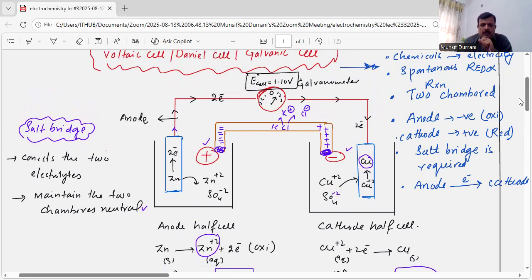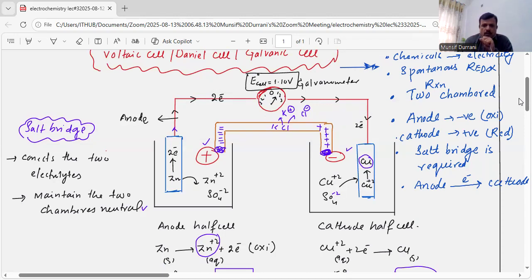Zinc electrode potential is negative, reduction potential is negative, so it will lose electrons. When zinc loses electrons, it will convert into Zn plus 2 ion, and that Zn plus 2 ion will come into solution, and the electrons will move through the wire passing through the galvanometer. The galvanometer will show you the reading. E naught of the cell will be equal to 1.10 volt, and these electrons will flow towards the copper.